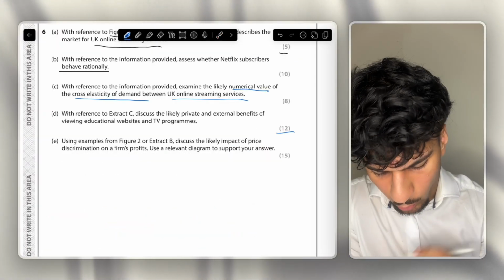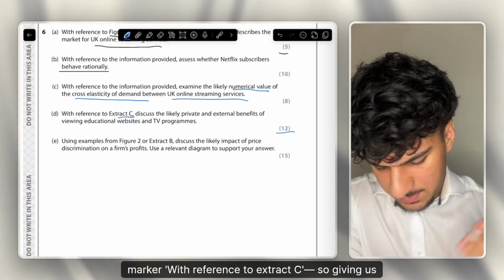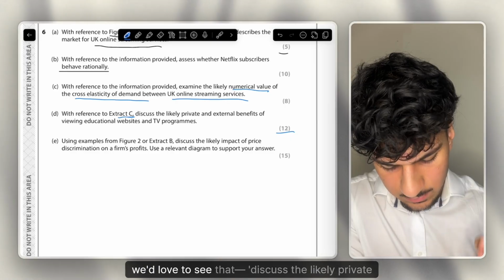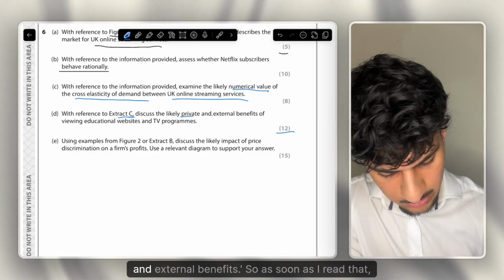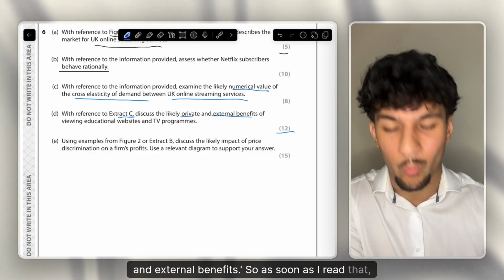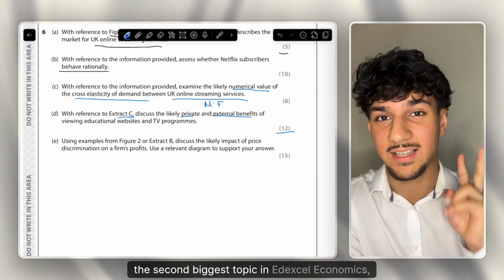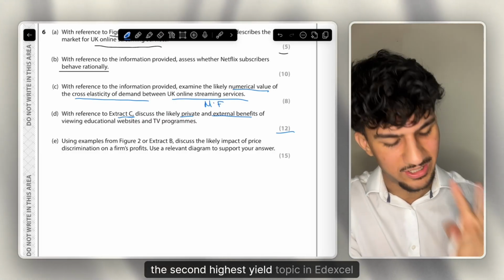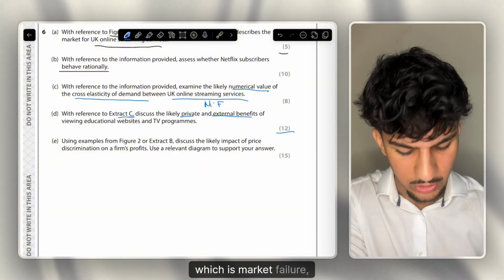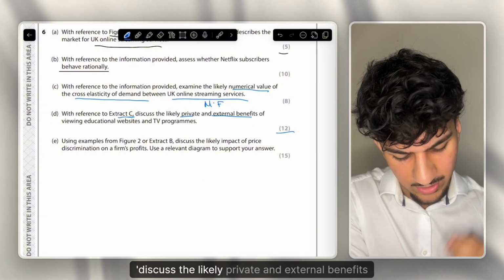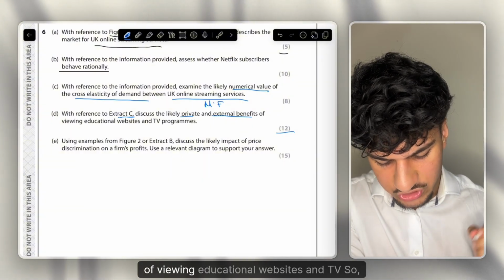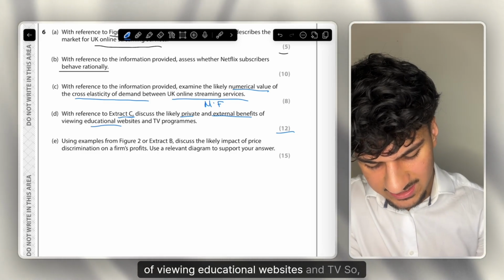So 12 marker, with the reference to extract C, so giving us a specific extract, we love to see that. Discuss the likely private and external benefits. So as soon as I read that, what am I thinking about? That big topic, the second biggest topic in Edexcel Economics, the second highest yield topic in Edexcel Economics, which is market failure, of course. Discuss the likely private and external benefits of viewing educational websites and TV programs.